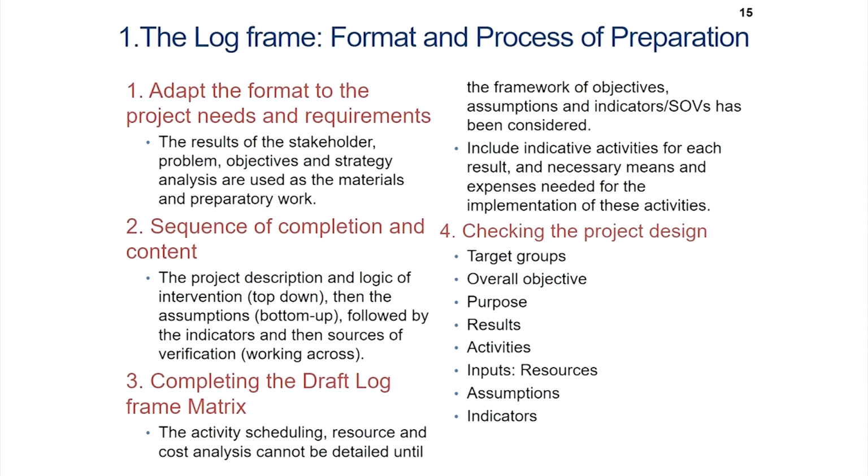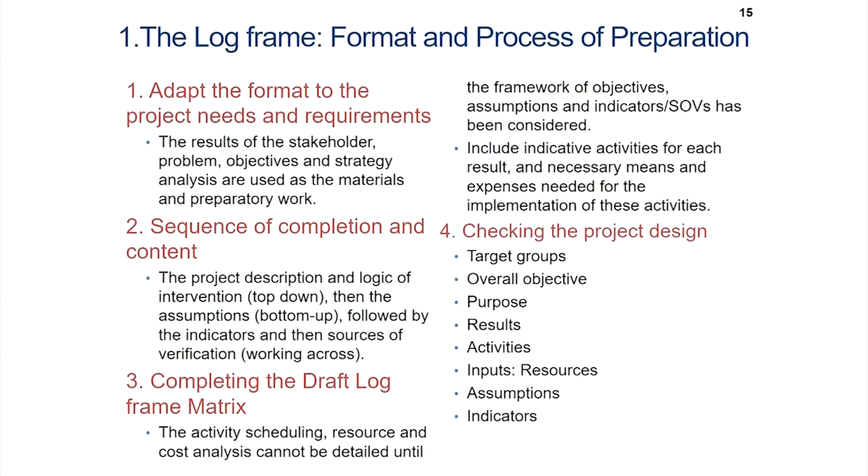So, we adapt the format to the project needs and requirements. The second stage is sequence of completion and content. Here the project description and logic of intervention top down, then the assumptions bottom up, followed by the indicators and then sources of verification. The third is completing the draft log frame matrix. Here the activity scheduling, resource and cost analysis cannot be detailed until the framework of objectives, assumptions and indicators has been considered. We include indicative activities for each result and necessary means and expenses needed for the implementation of these activities, and finally, then we check the project design.